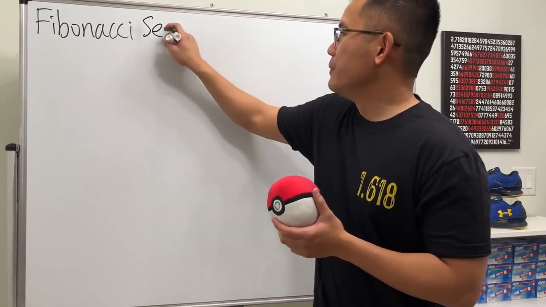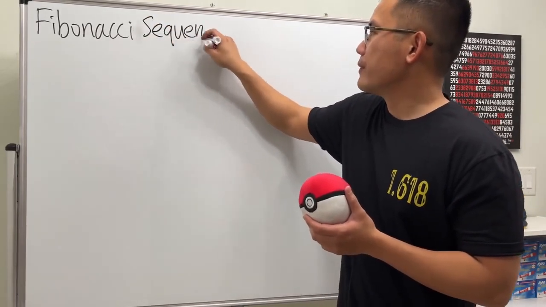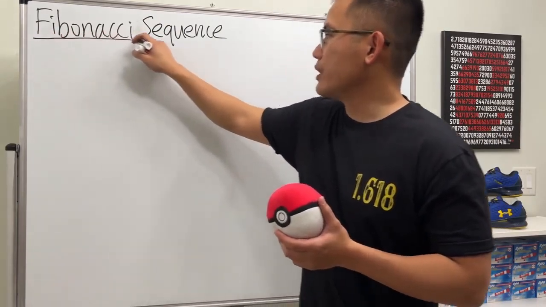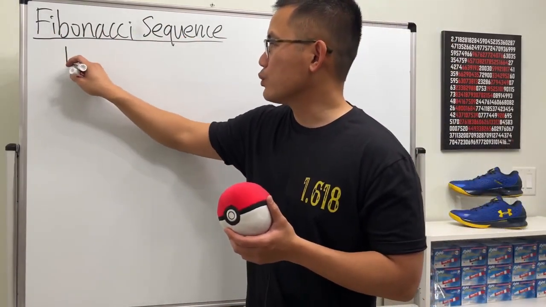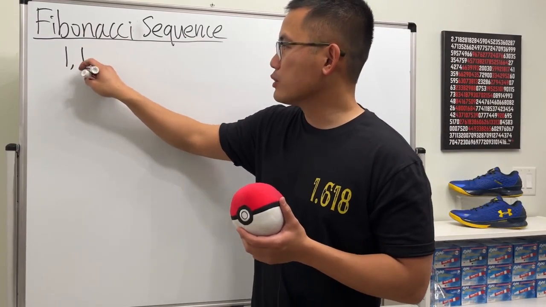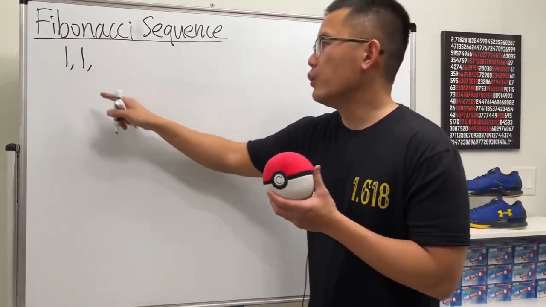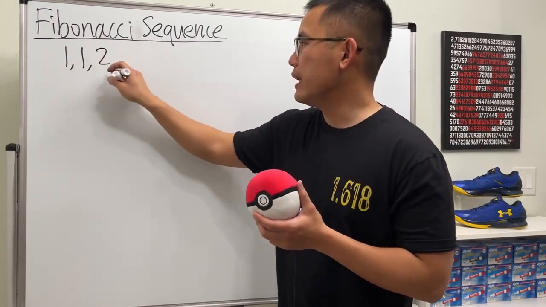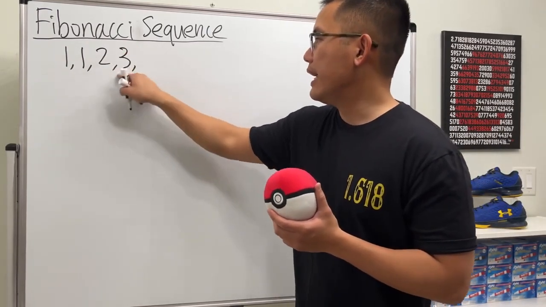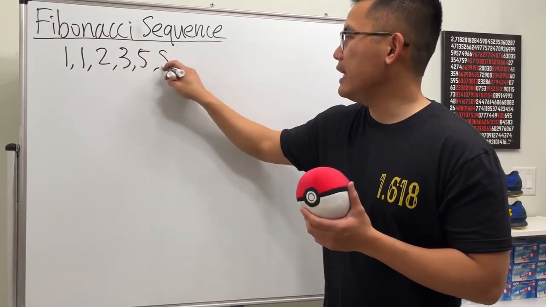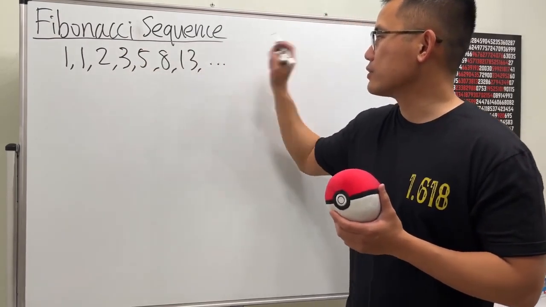Okay, anyway, Fibonacci sequence. So let me just tell you guys what it is first. Well, if you look at the numbers, we started with 1, and then the next number is also 1, and then to get the next number, we are just going to add them up. So we have 2, and then we add the previous 2 numbers together and we have 3, and then 5, and then 8, and then 13, and so on, so on, so on.